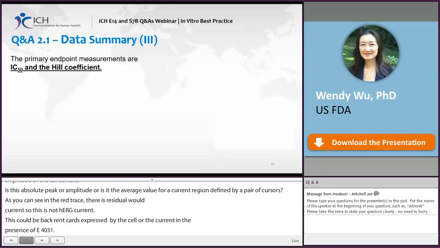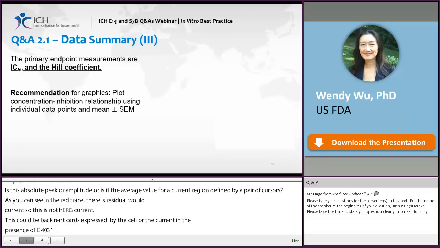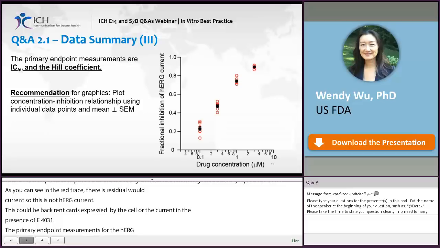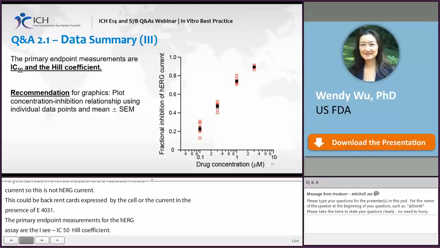The primary endpoint measurements for the hERG assay are IC50 values and the Hill coefficient. The new S7B Q&A 2.1 recommends plotting the concentration inhibition relationship using individual data points and group average. This plot is illustrated on the right-hand side. On the y-axis, you see that fractional inhibition of hERG current is plotted, and the x-axis is the drug concentration tested.